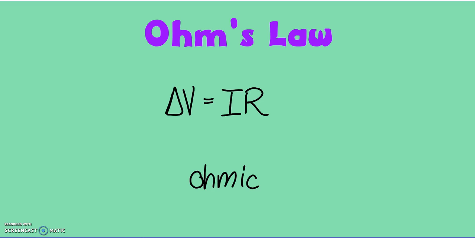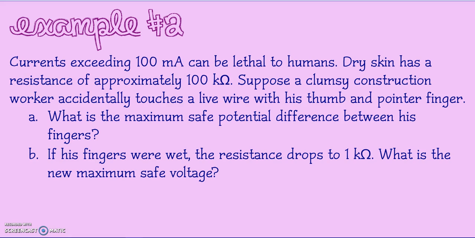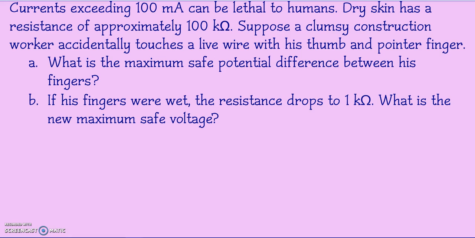I mentioned Ohm's law is a very important law, and so let's look at an example using Ohm's law. In this example, it tells us that currents that exceed 100 milliamps can be lethal to humans. We know that dry skin has a resistance of approximately 100 kiloohms, and so we're going to find out what is the maximum safe potential difference between the fingers, between a thumb and pointer finger, of someone who accidentally touches a live wire. As we're analyzing this problem, we're going to use Ohm's law. We can always assume that things are ohmic unless we are told otherwise.